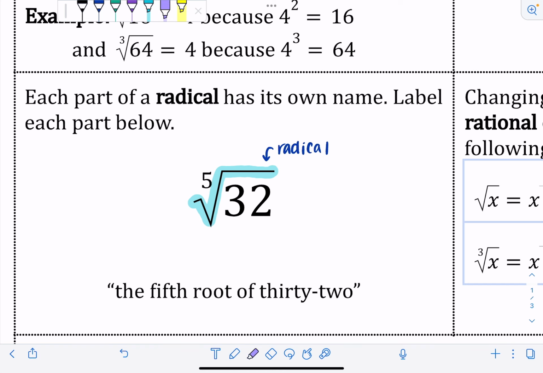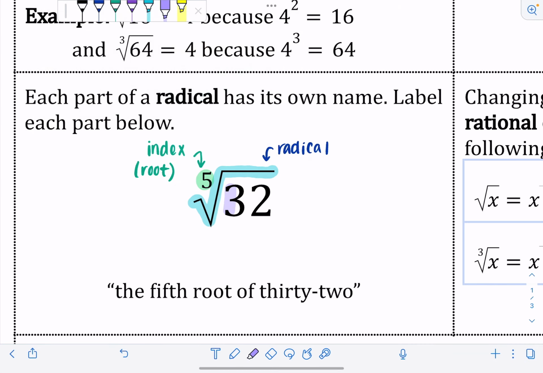And then the next one, we're going to talk about this 5. The formal word for that is index. But you may hear me refer to that as root. Sometimes that feels like a more natural word to call it, because if it's 3 there, it would be a cubed root, or in this case, it's a fifth root. But root and index have the same meaning. Index is a little bit more of a formal definition.